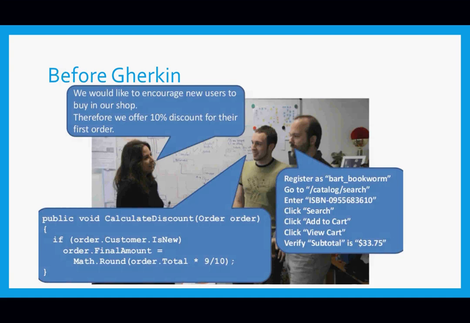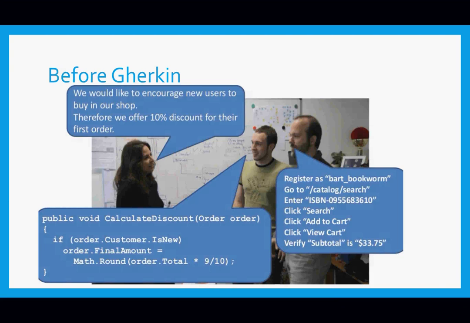So, let's say we have a specification right now, and it says we'd like to encourage new users to shop on our shop, to buy on our shop. Therefore, we are going to be offering 10% as a discount for their first order. That is a business case. So then, what will the tester do? The tester starts to write the code.